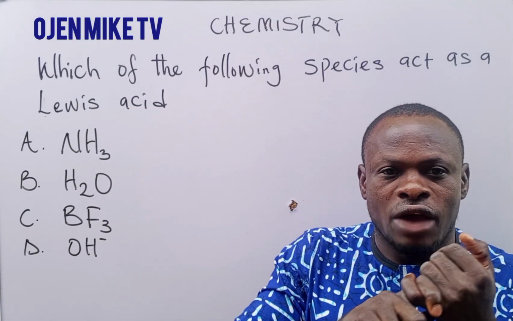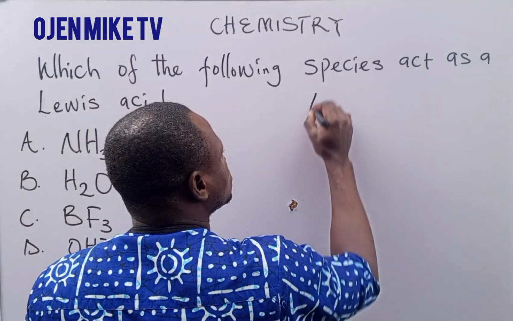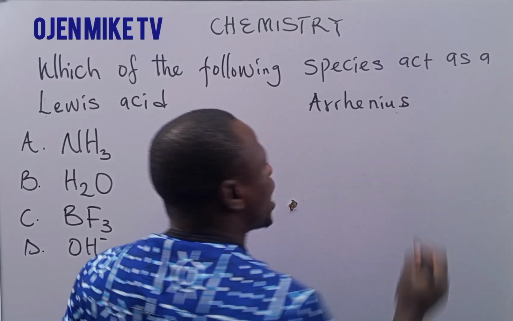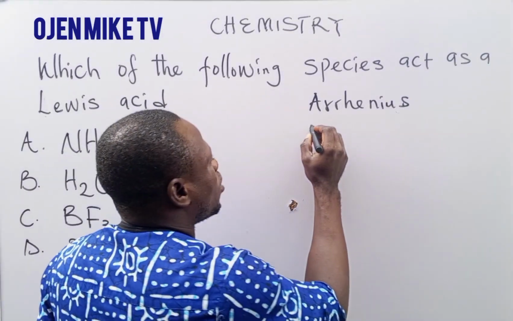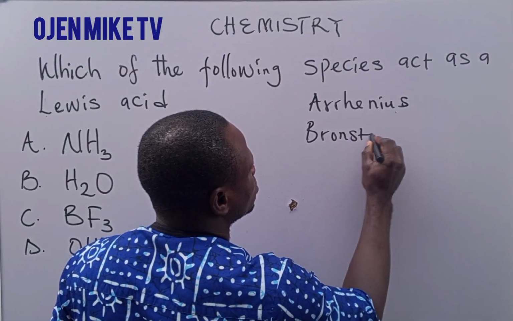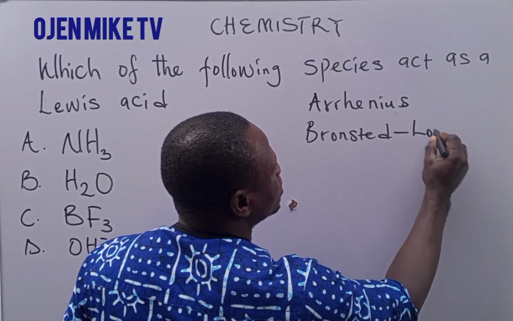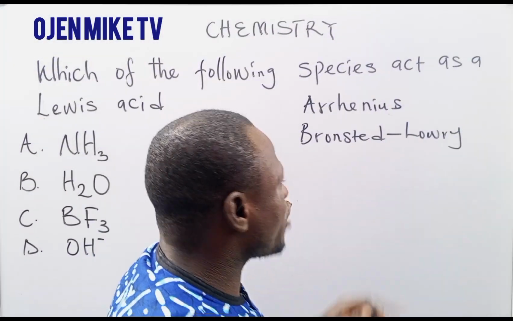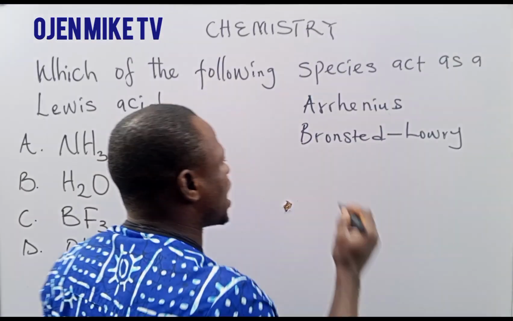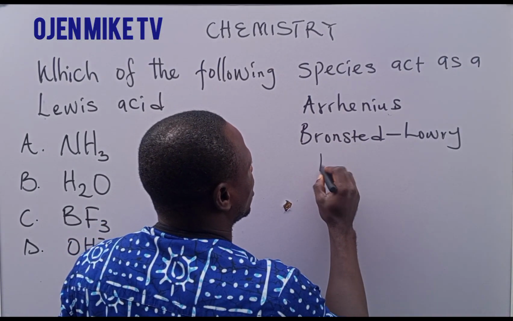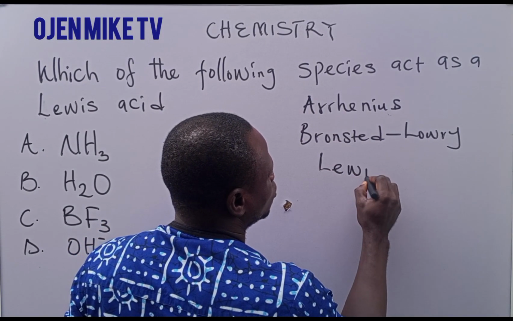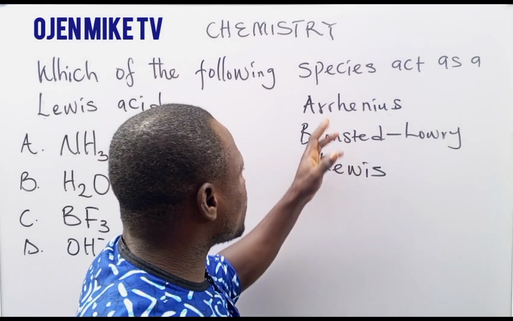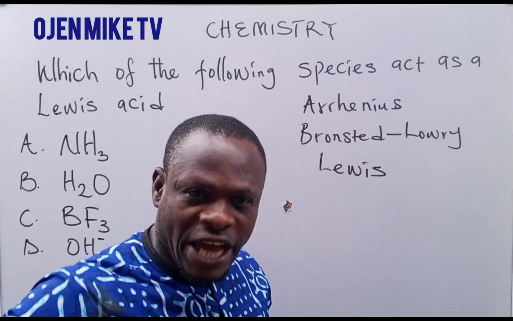We have Arrhenius, we have Bronsted and Lowry, two different scientists who combined together to define what an acid is, and another one, Lewis. So these are the various scientists that contributed to the definition of an acid. Now we're going to look at how they define an acid.